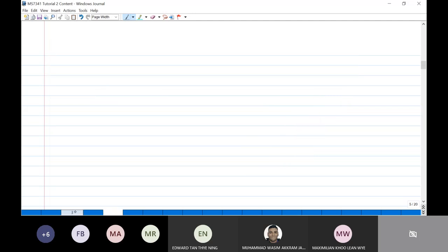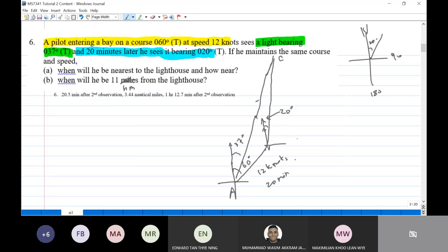Okay, I think it's here. So I don't want to. Okay, this is the light here. The light is here. And then this point is C, 20 minutes later. So this is the picture. It looks like something like this.